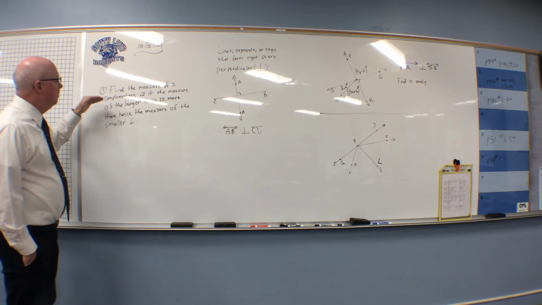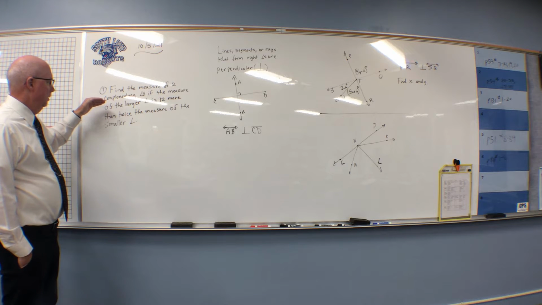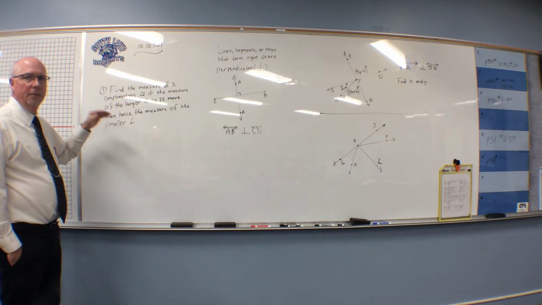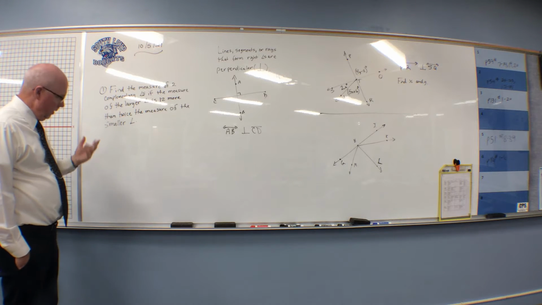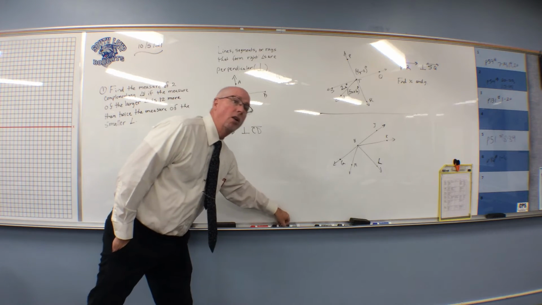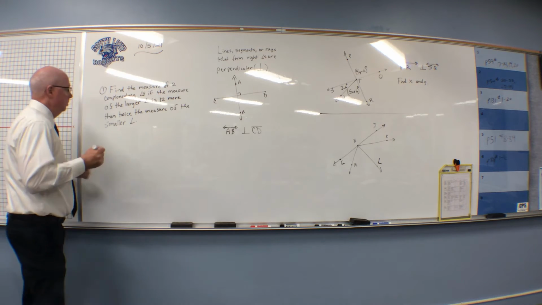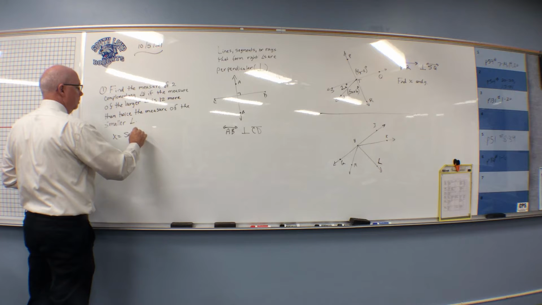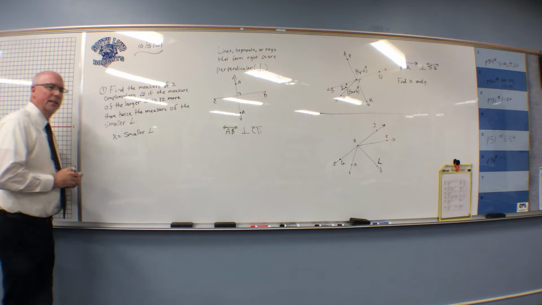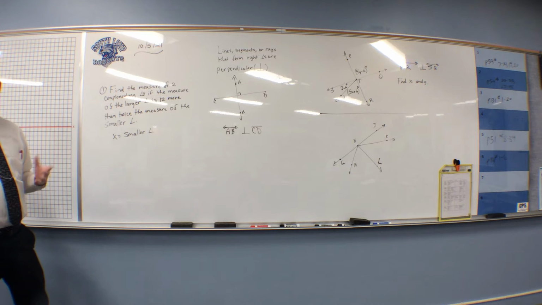Okay? Are they comparing the larger angle to the smaller angle, or the smaller angle to the larger? What are they doing? They're doing larger to smaller. So we're going to let the smaller angle be x. So x equals the smaller angle. Does everybody understand it? We don't know what it is. We're just going to call it x.